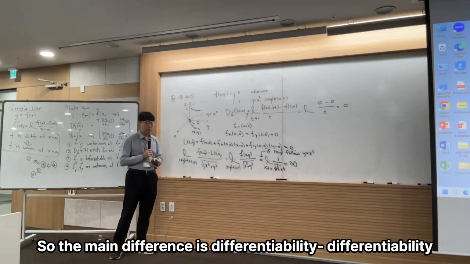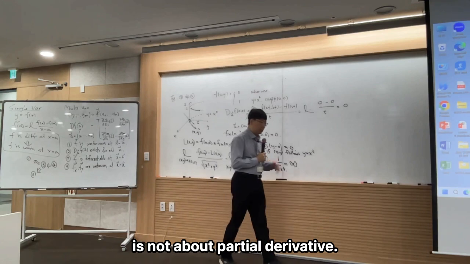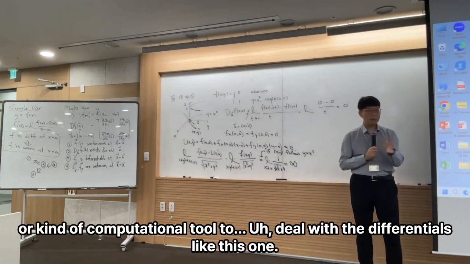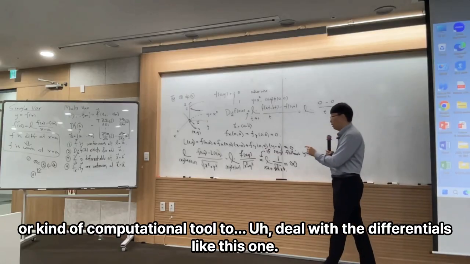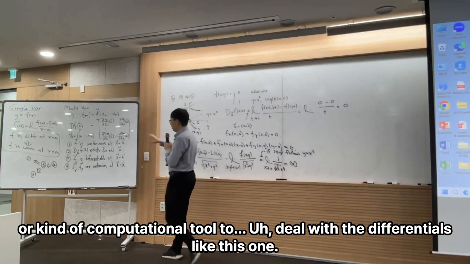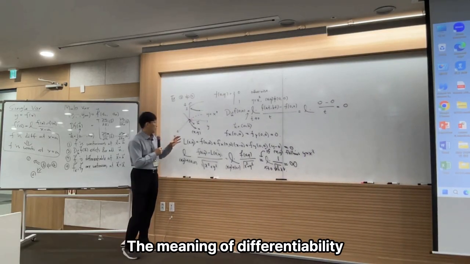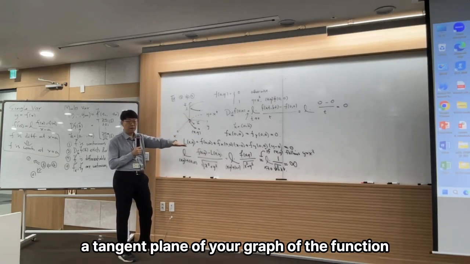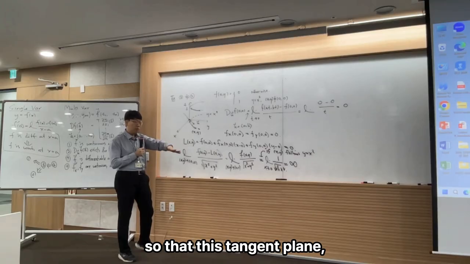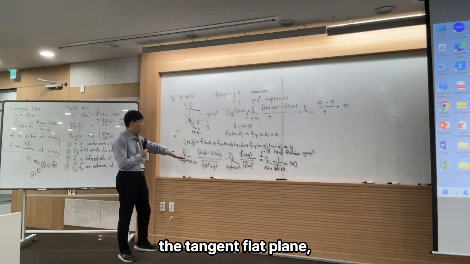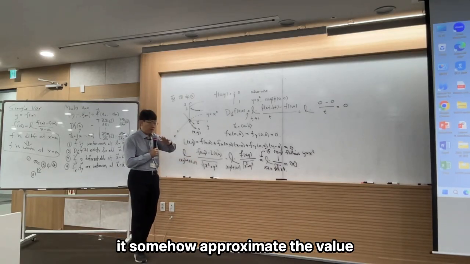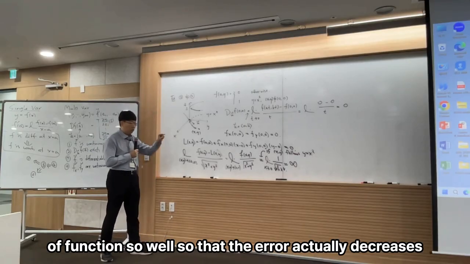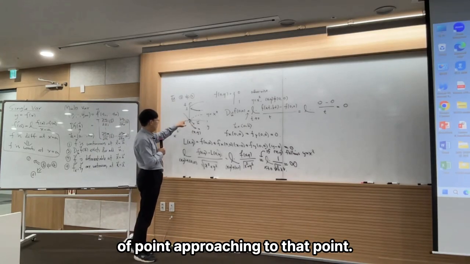So the main difference is that differentiability is not about partial derivatives. Partial derivative is somehow a computational tool to deal with differentials like this one. The meaning of differentiability is that you have a tangent plane to the graph of the function, so that this tangent flat plane approximates the value of the function so well that the error decreases much faster than the speed of the point approaching that point.